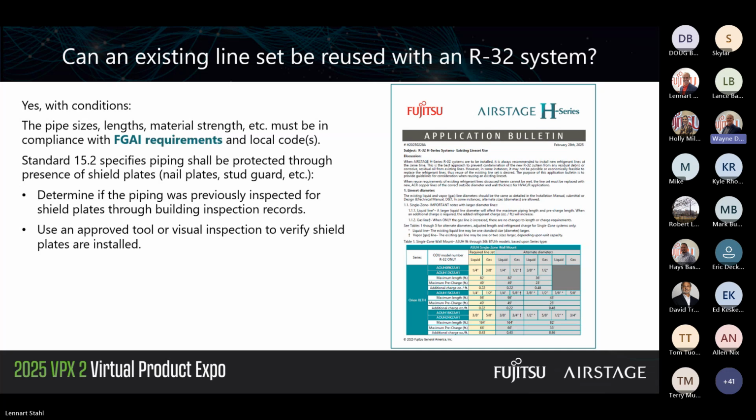But as far as the national standard, 15.2 specifies that the piping shall be protected by a nail plate, for example, because obviously we don't want some other tradespeople, especially disgruntled, to come in and poke a hole in the line set. So in all seriousness, if you are doing a replacement project with existing lines, you may want to check, however possible, to make sure there are some nail plates in place. Next slide.